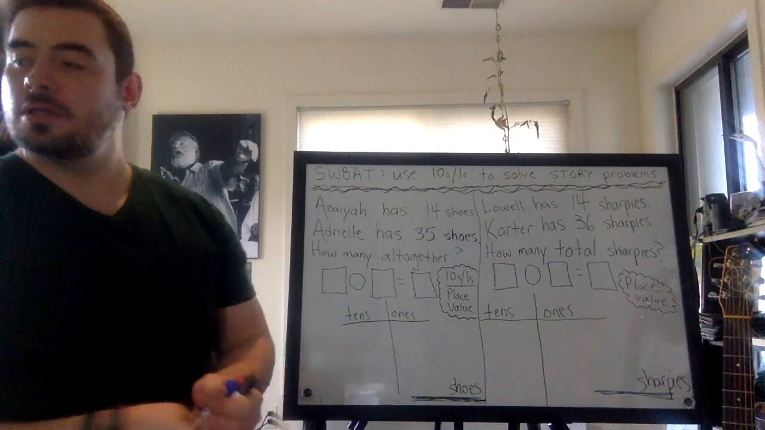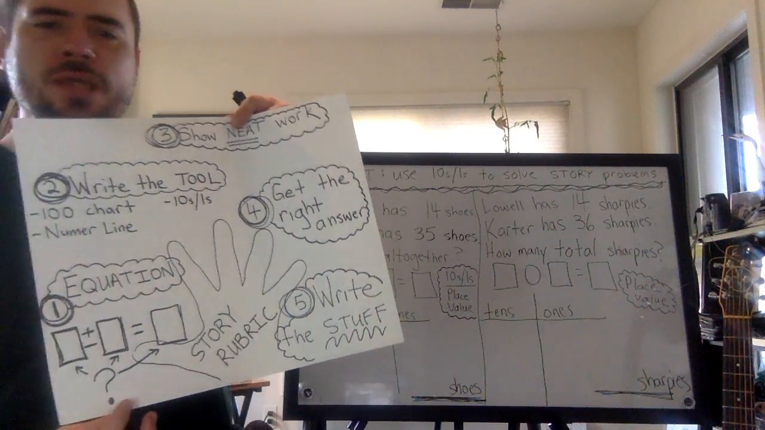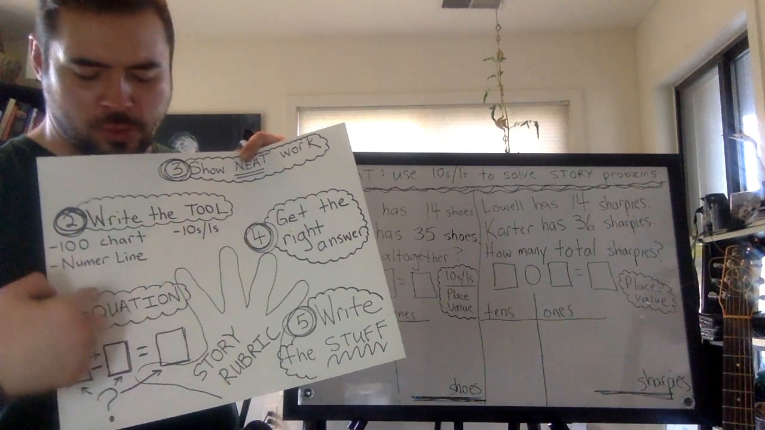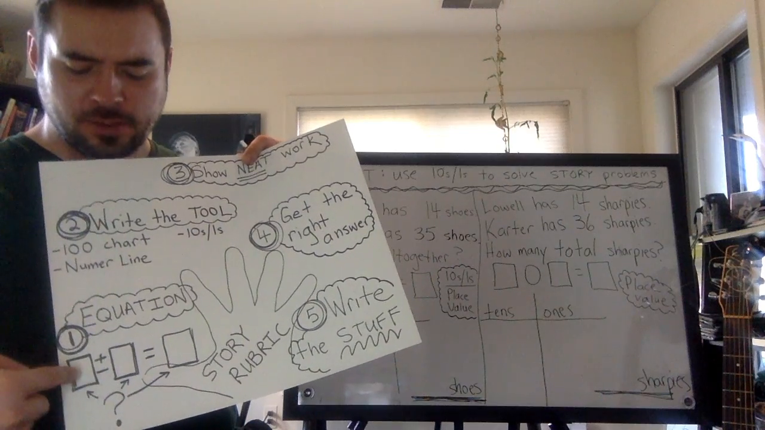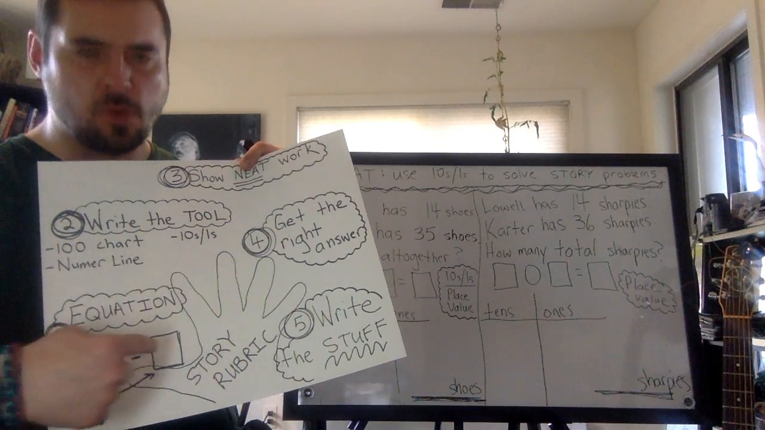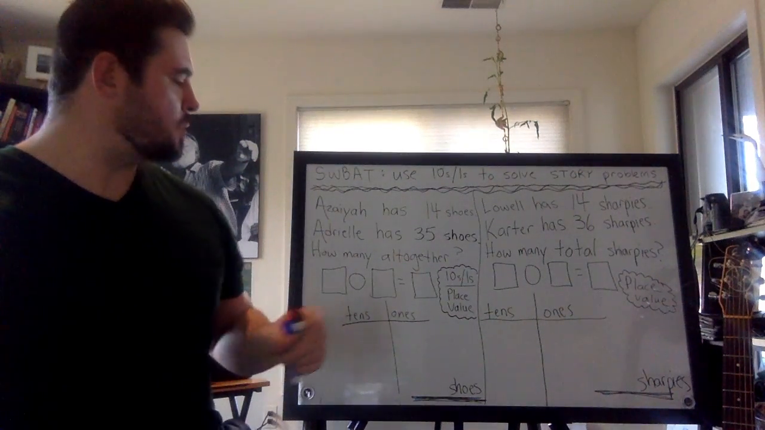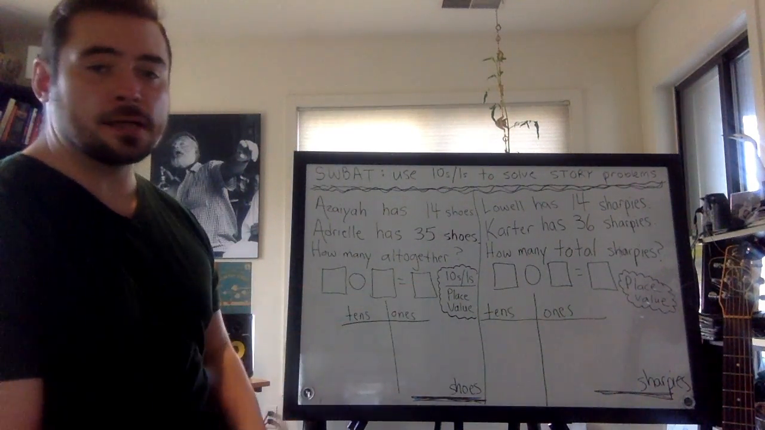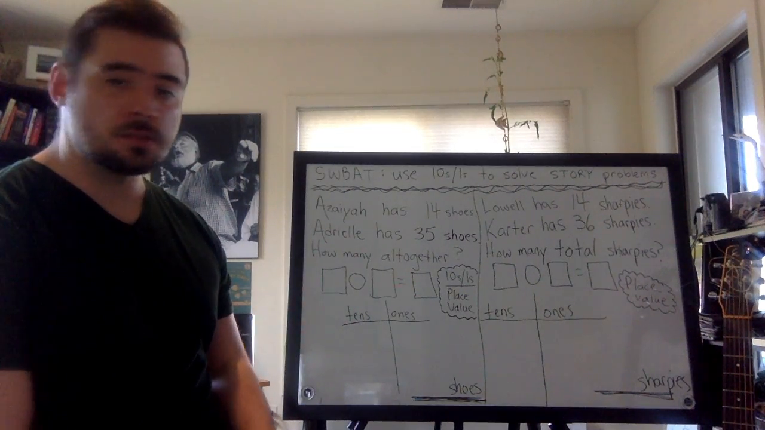So first in my rubric, I need an equation. I need to create that equation with the unknown. And remember, this unknown can go at the beginning, the middle, or the end. So let's figure that out first. I have this written right here in these boxes. This is where I'm going to put my equation, my number sentence.